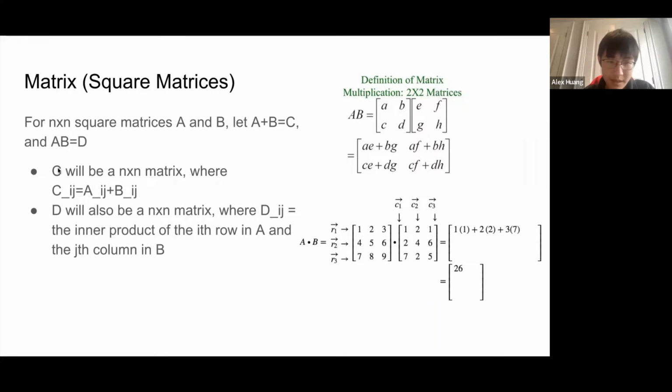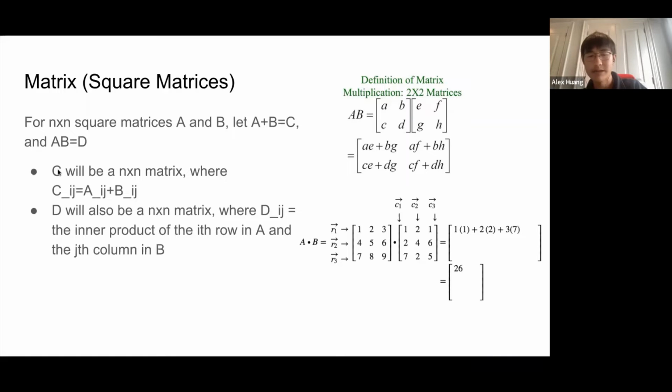Okay, so here, if we do the addition of the matrices A plus B, then the result C will also be a square matrix, an n by n matrix. So it has the same size as A and B. And the Cij, the entry in C that's in the ith row and jth column, is simply the sum of the entries in A and B at the corresponding location. So you just add these two entries together.